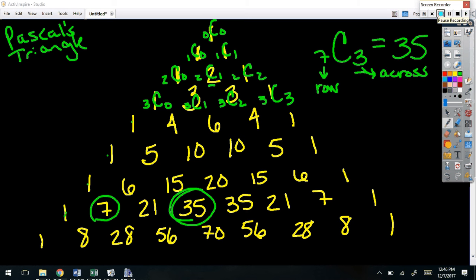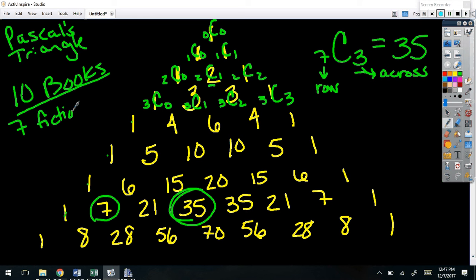Without your calculator at all, how many different ways can you choose if you have 8 books? And of those 8 books, actually, let's say 10 books. You have 10 books. Of those 10 books, 7 are fiction. 2 are not fiction, that would be 9. So 3. Let's say 3 are documentaries. Documentary books?